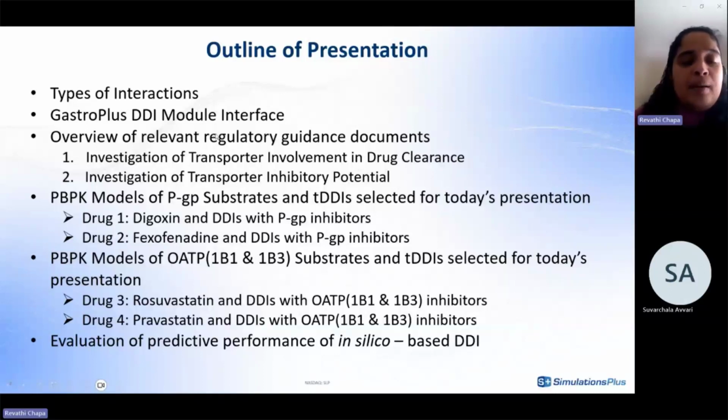And then we would be discussing some PBPK models, especially P-gp substrates, which are digoxin and fexofenadine, and OATP1B substrates, which include rosuvastatin and pravastatin. And also we would discuss how we approach the predictive performance in terms of if we have any in vitro or in silico data, and how we make some prospective predictions for regulatory submissions.